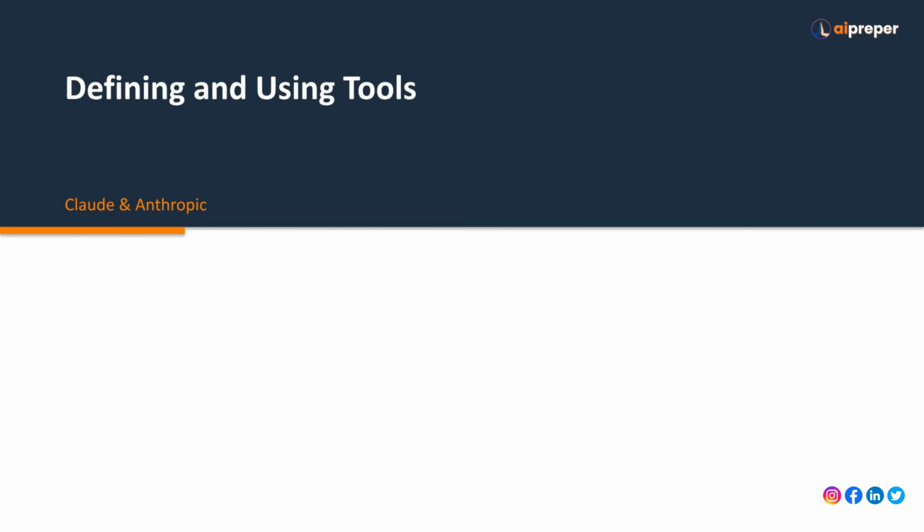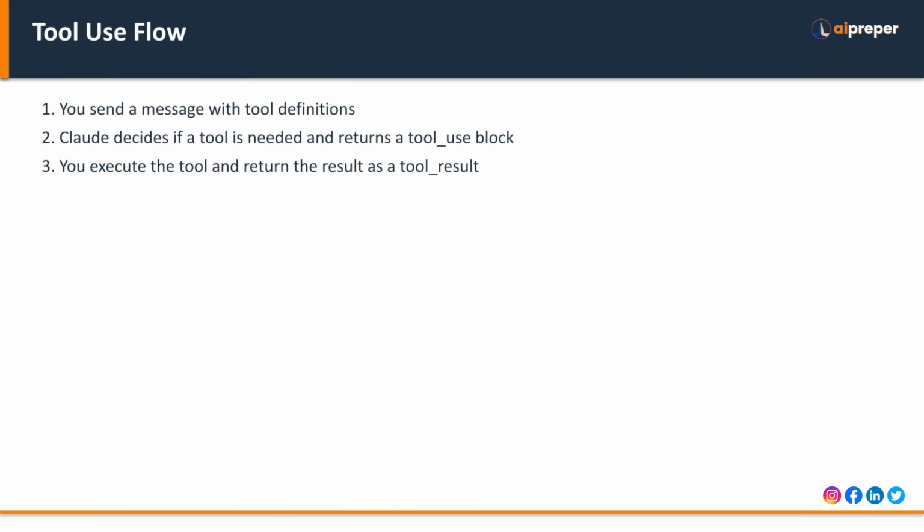Module 3 focuses on defining and using tools, extending Claude's capabilities through external functions. The tool use flow involves 3 steps: sending a message with tool definitions, Claude returning a tool_use block if needed, and executing the tool to return a tool_result.